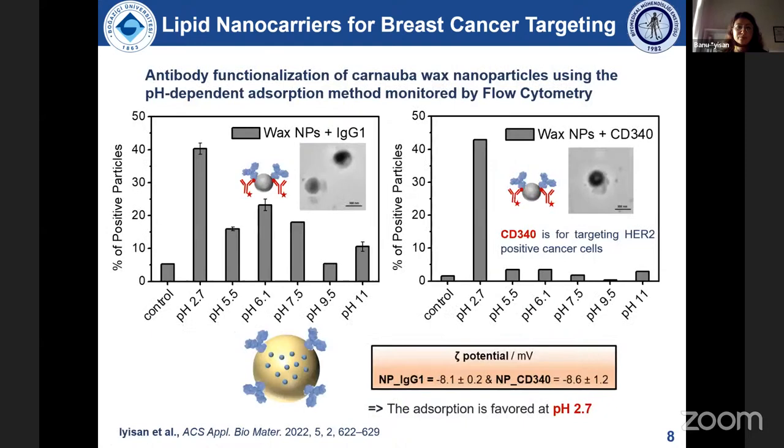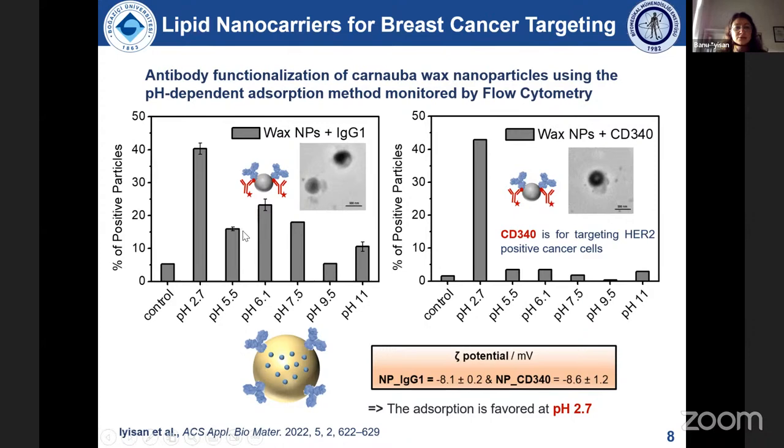Afterwards, we continued with the antibody functionalization. Here there is a critical question, of course. Maybe some of you already asked it to yourself. How could we modify the surface of a wax-based material, since it doesn't have any reactive groups or any functionalities that we love to use for such functionalization approaches? So that was a critical point for us.